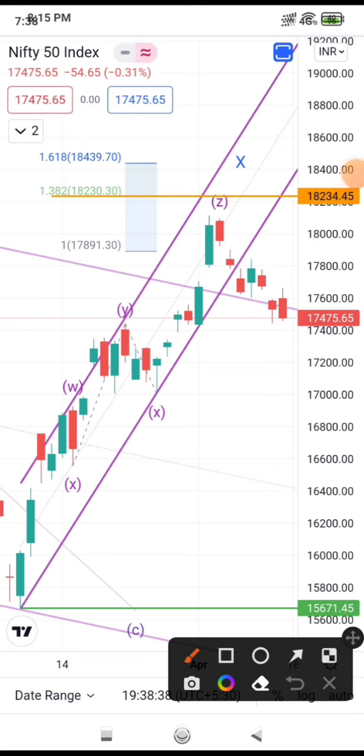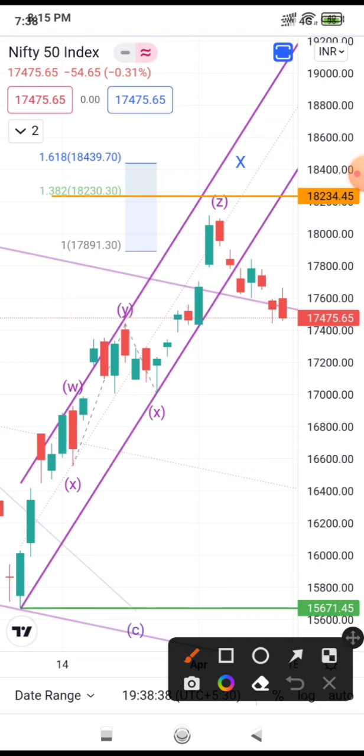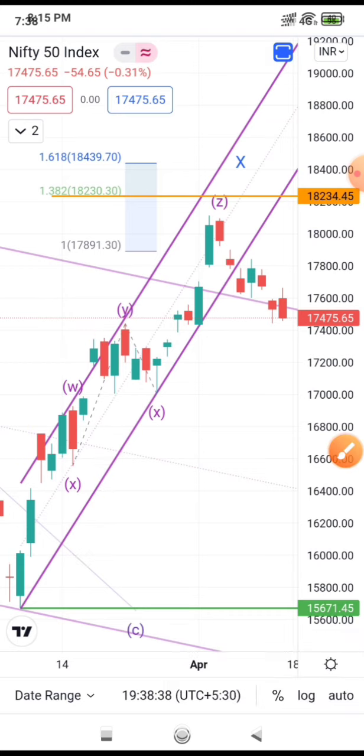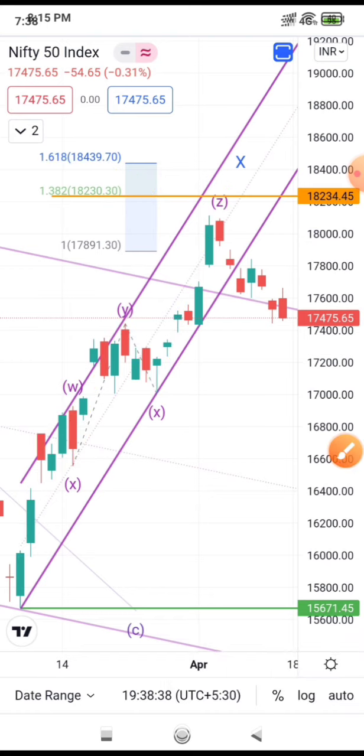If it had not sustained in this channel, if it had broken this channel and moved higher, I would have considered that 18,604 would be broken. The strength was lacking here, right? And that's why I have labeled them as W, X, Y, XX and Z. This is again coming upwards, but it is coming slowly. We were expecting it to go towards this, but it didn't happen and it has broken out of the channel. So this is another signal for us that Nifty has started a drop.